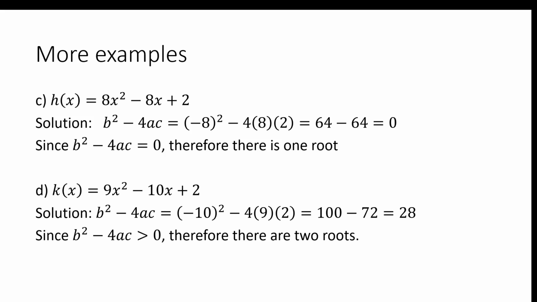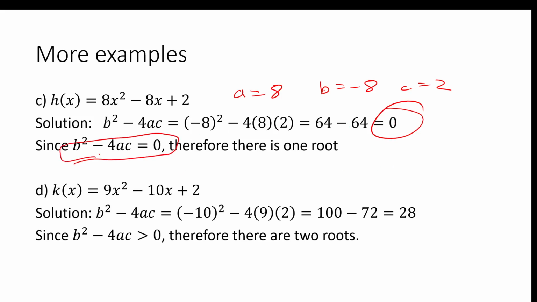And finally, what if we were given the function h of x equals 8x squared minus 8x plus 2? Well, we see here that a is equal to 8, b is equal to negative 8, and c is equal to 2. So b squared minus 4ac would be negative 8 quantity squared minus 4 times 8 times 2, which ultimately equals 0. So since the discriminant is equal to 0, there would be one root. If we were to express that graphically, it would look something like this. There'd be a parabola, and it touches the x-axis at exactly one point.